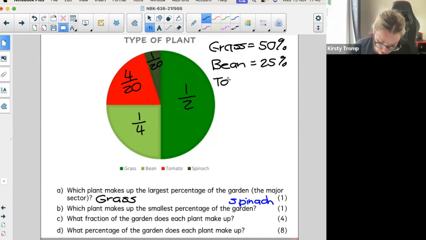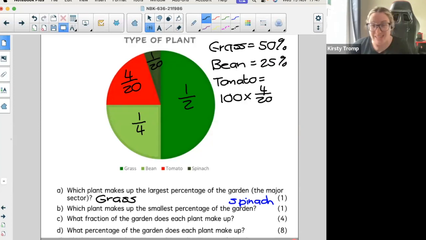Let's look at tomatoes. All right. For tomatoes, oh, this one we might have to go and work this out. For tomatoes, we're looking at doing 100 times by 4 over 20. So we're practicing our fractions here a little bit, guys. 100 times by 4 over 20. What do you get when you do that?